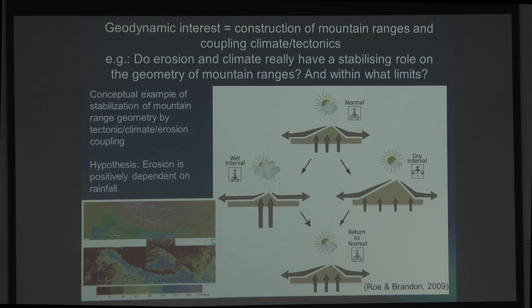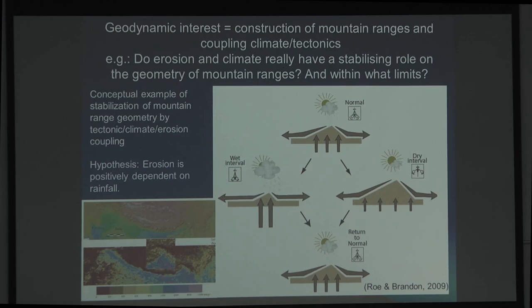It's higher, so it intercepts more moisture, so more rain. More rain means more erosion and a narrowing or reverse tendency for the mountain. So in some way, the coupling between climate, topography, and tectonics means that you have some feedback loops that can potentially stabilize the geometry of the range. So it's negative feedback. That means that if you have some climatic perturbation, then the system by itself will come back to some kind of equilibrium.